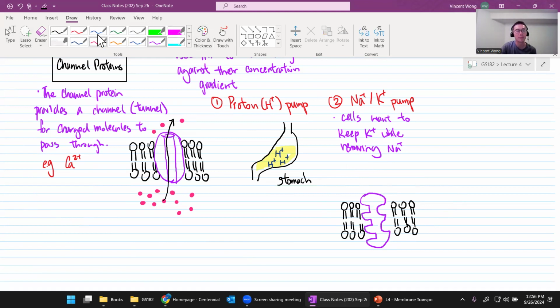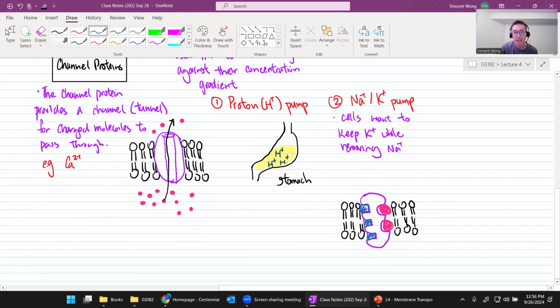But let's see if this makes sense. We're gonna have 2 circles here that fit into the circle slots, and then we're gonna have 3 squares that fit into the square slots of the pump. The purple thing is the sodium potassium pump.